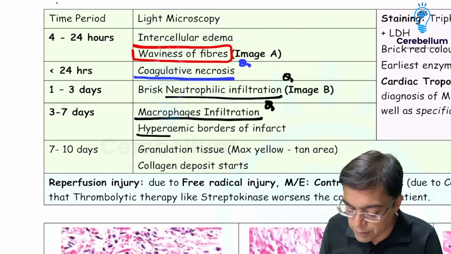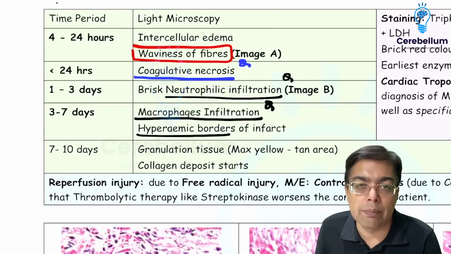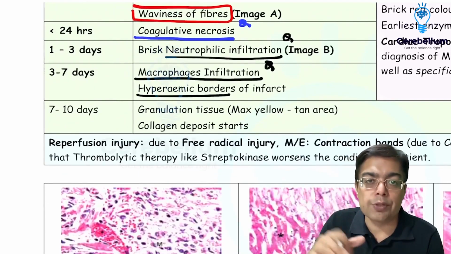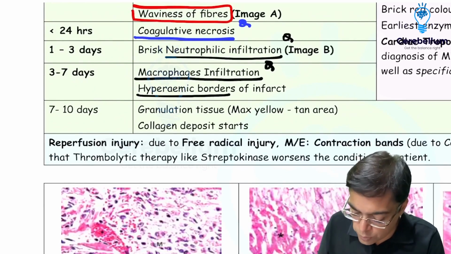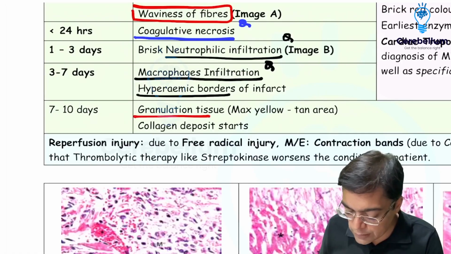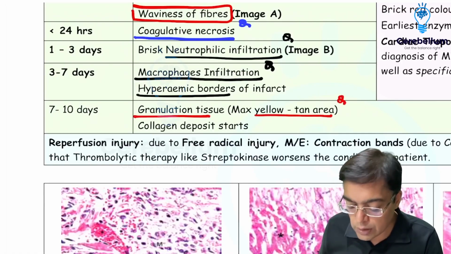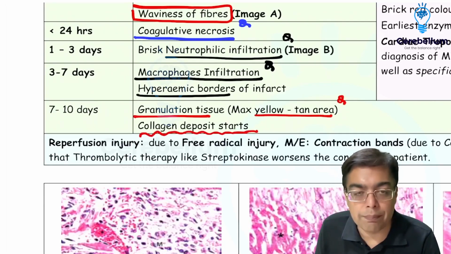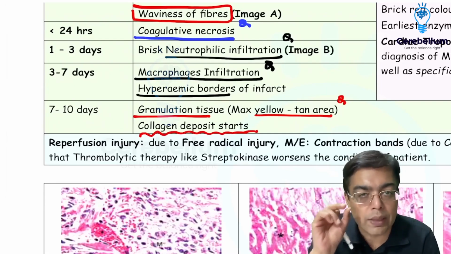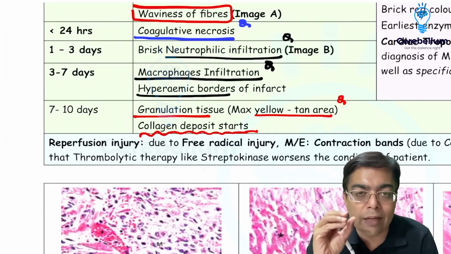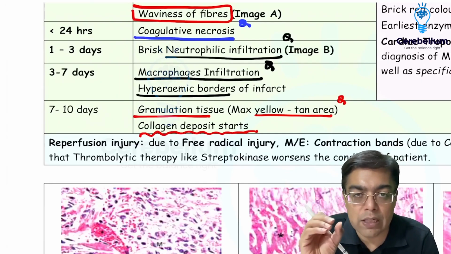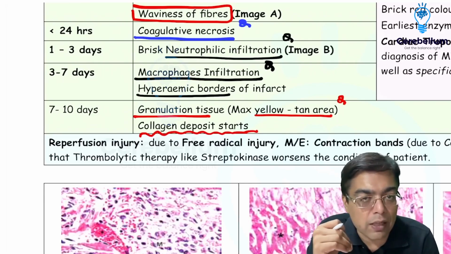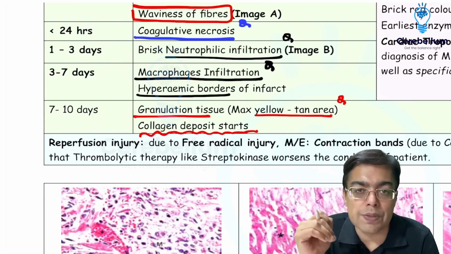You're also going to have hyperemic borders of the infarct because of deposition of granulation tissue. By 7 to 10 days, the amount of granulation tissue becomes very high. This is associated with a yellow tan color which can be seen grossly. Collagen deposition keeps on increasing in due course of time. What you need to remember is that between 3 to 7 days, the tissue is very fragile, and because of this, there is a very high risk of cardiac rupture.